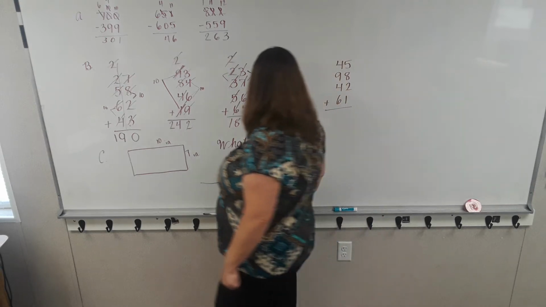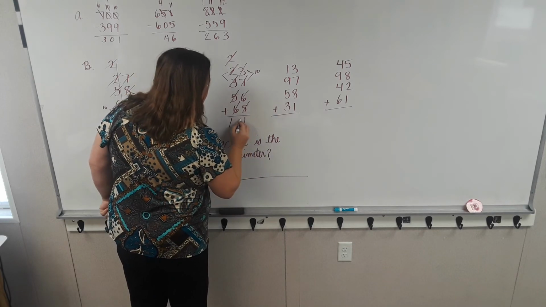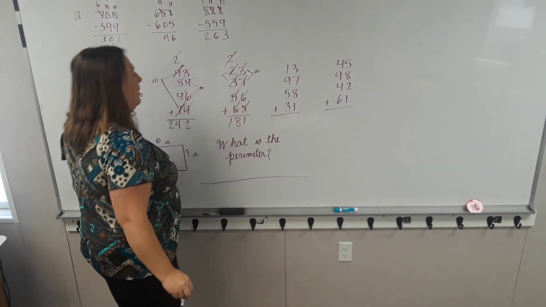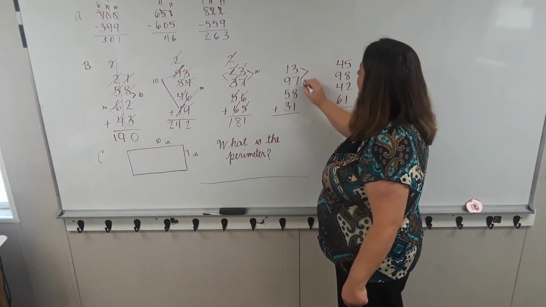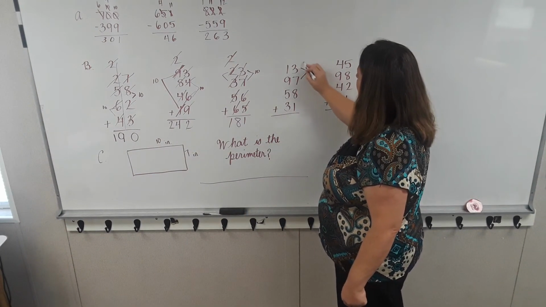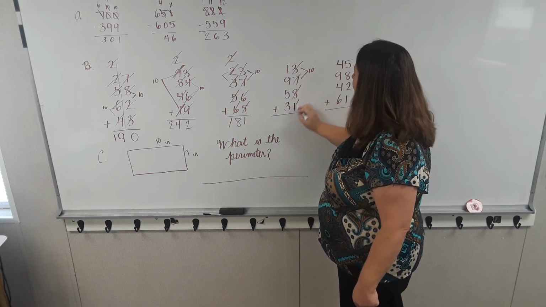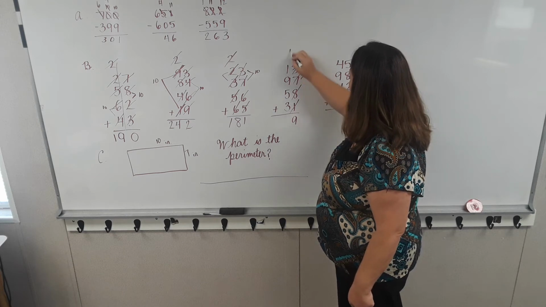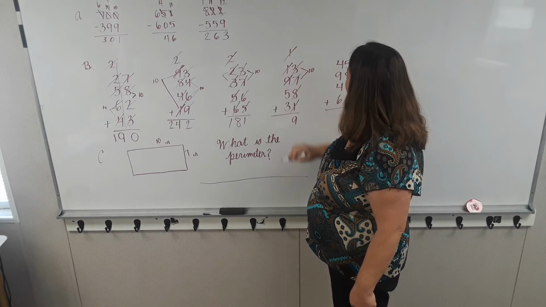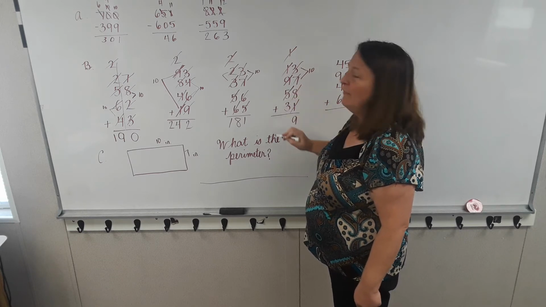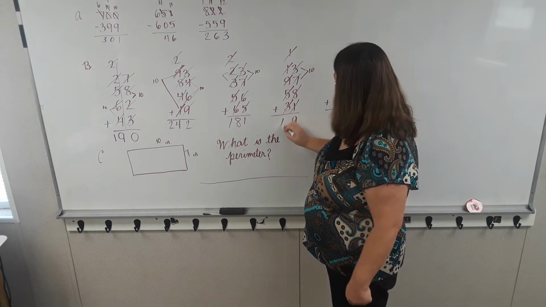Whoa, that 8 looks a little strange. There we go. 3 plus 7 is 10. 10 plus 8, 18. 18 plus 1, 19. 9 plus 1 is 10. 10 plus 1, 11. 11 plus 5, 16. 16 plus 3, 19.